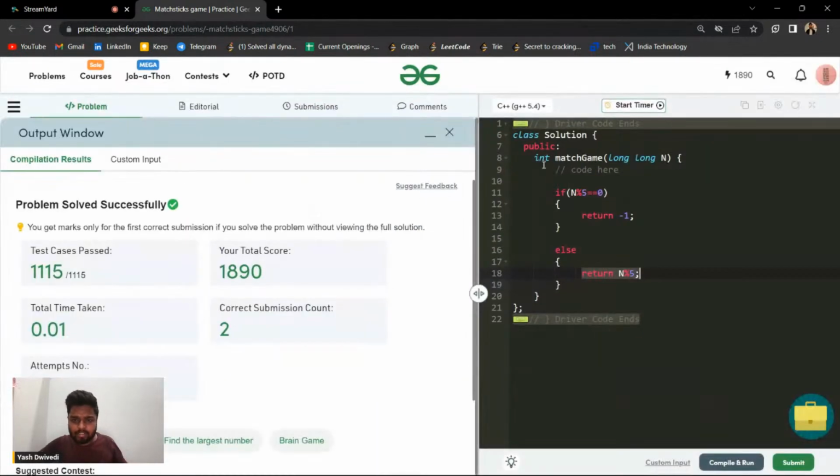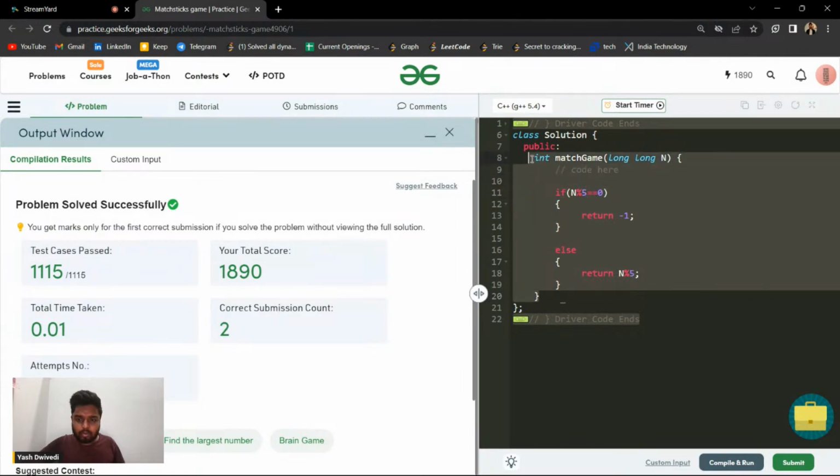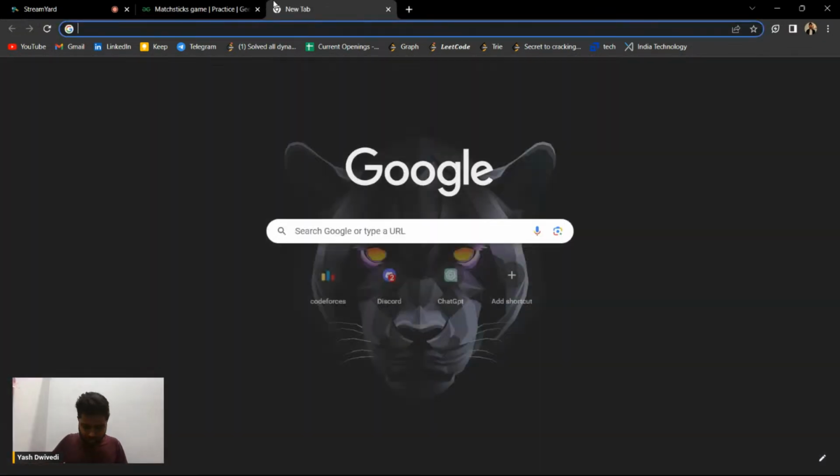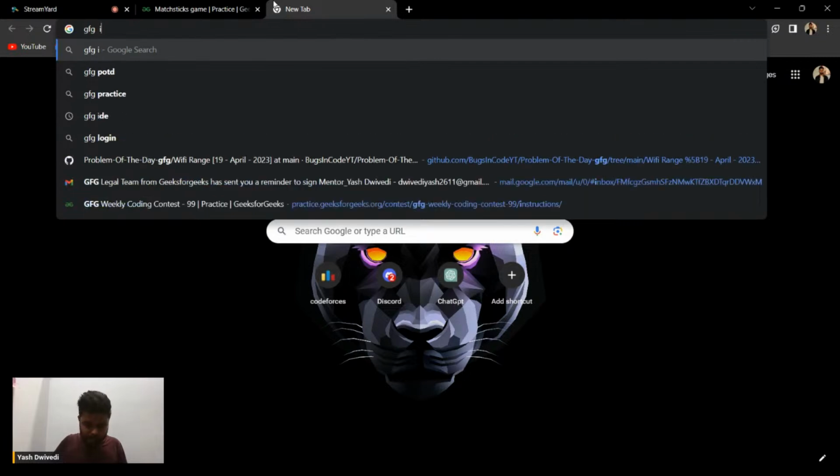Now I will just quickly do one thing. I'll just copy this particular code. So yeah, just a second. I'll open the GFG IDE. I'll just provide you the code here.